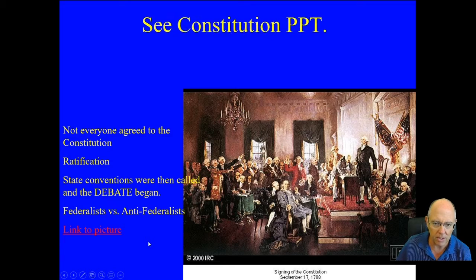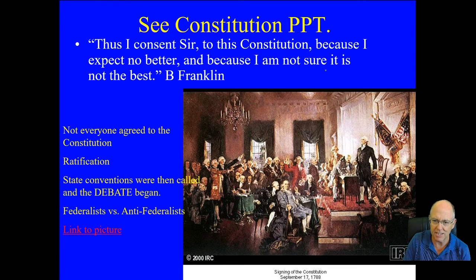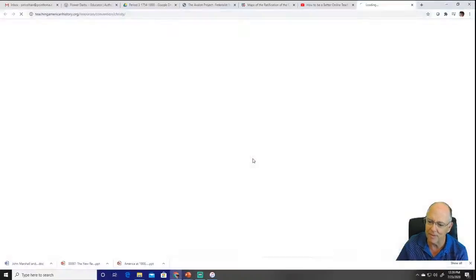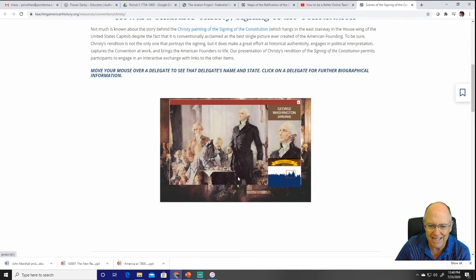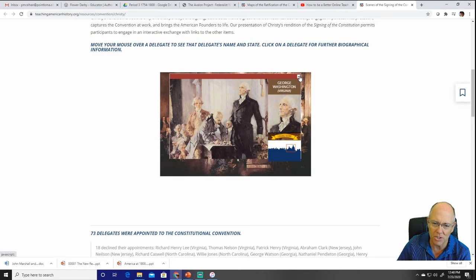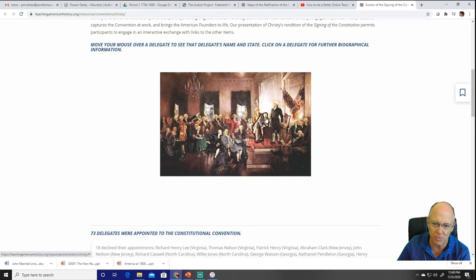All right, first of all, I want you to take a look at this. This is a wonderful painting of the signing of the Constitution. George Washington, Benjamin Franklin, Alexander Hamilton, James Madison, and tons of other really important people that are known as our founders. Now, I want to click on this link. This used to be much better, but it's one where you can click on and find out who they were. Who's this guy?